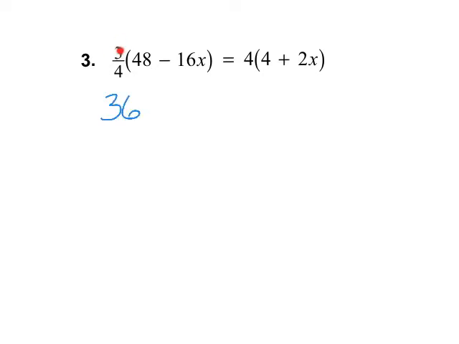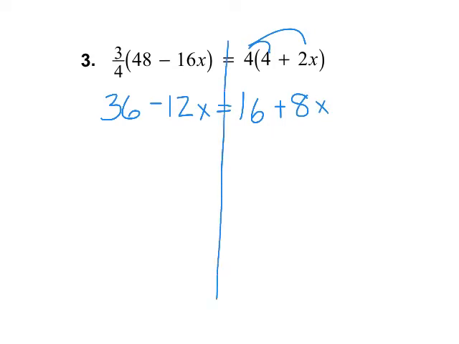Now let's do the same thing with the 16. 3 times negative 16 would be negative 48, right? And then divide by 4 would be negative 12. So minus 12x equals, and then the other side should be cake, right? 4 times 4 is 16. 4 times 2x is plus 8x. So I've distributed. Is there any other same side simplify I can do? No, there are no like terms I can combine that are on the same side of the equal sign, right?